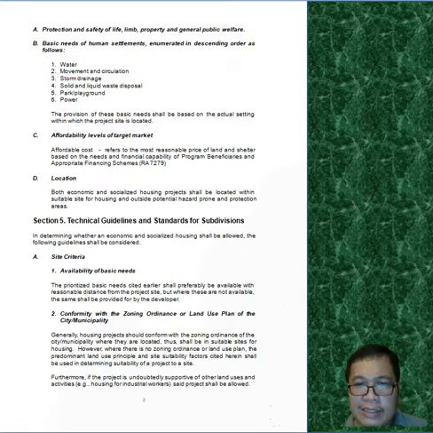So next is conformity with the zoning ordinance or land use of the municipality. Okay, so I'm not going to read it, so I'll just explain it to you. When you see conformity with the zoning ordinance or land use of the city or municipality, it simply means that where you're going to place your socialized subdivision, its land use should be intended for housing development. Otherwise, if it's an agricultural area or forest area, you have to convert the land use.